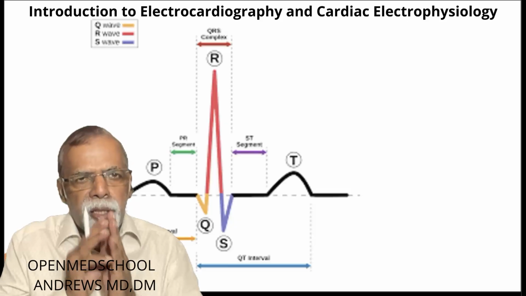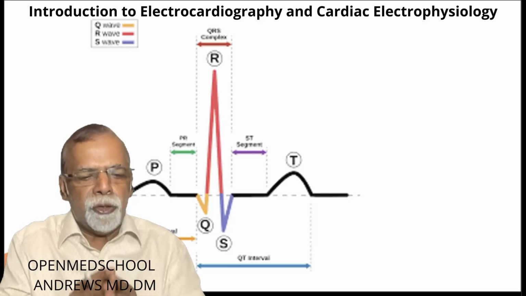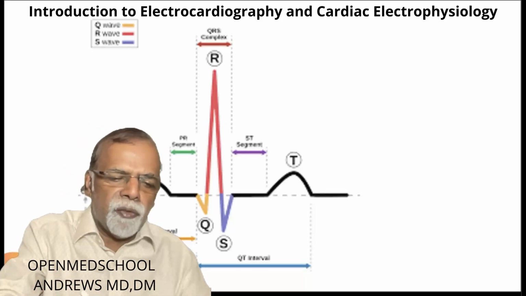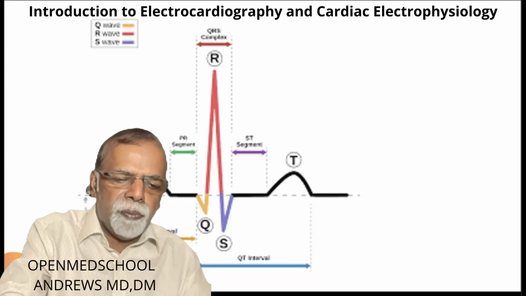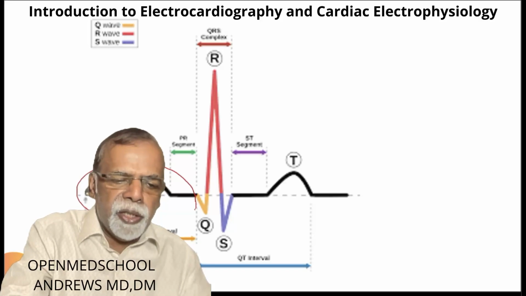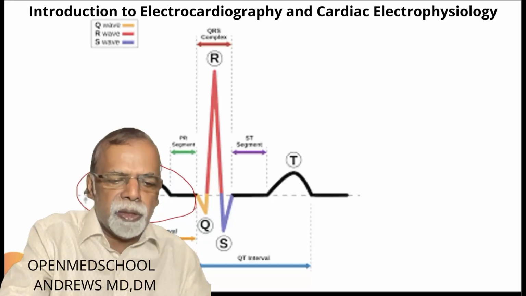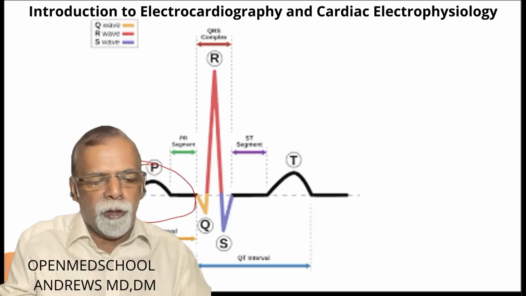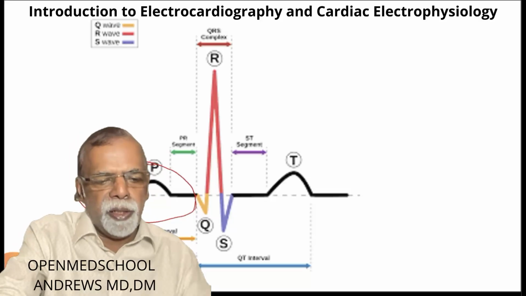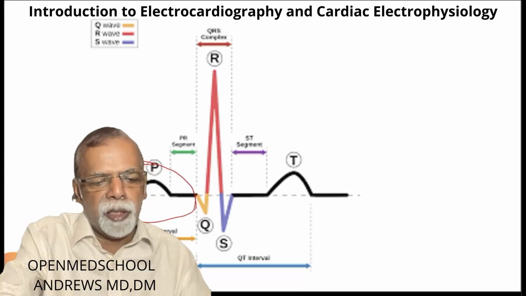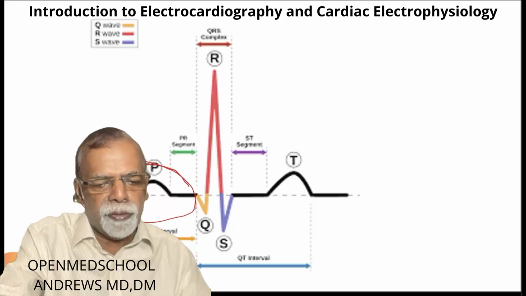Two intervals you should know, two segments you should know. The intervals are, one is the PR interval. PR interval includes a wave. This is from the beginning of the P to the beginning of the QRS. So this is the PR interval. This contains a wave.